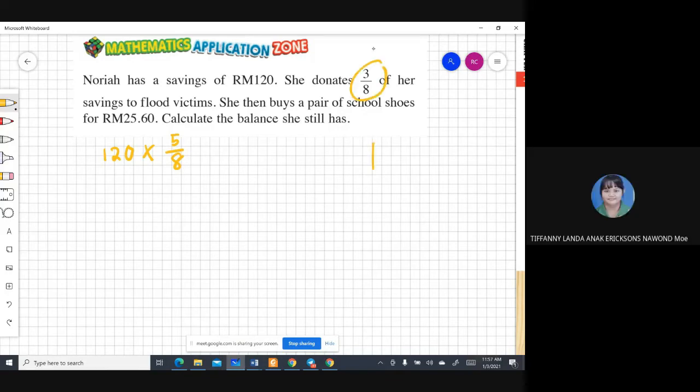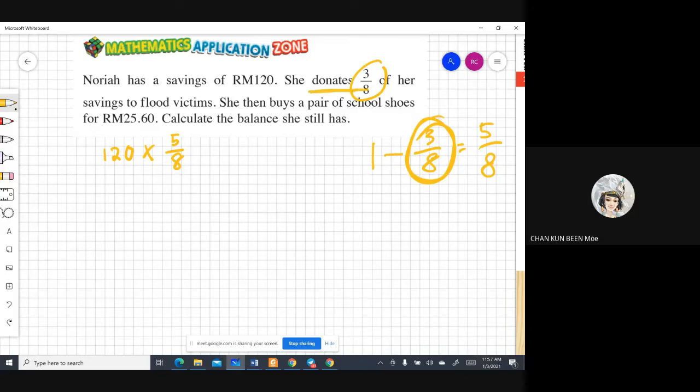1 minus 3/8 is 5/8 because she used 3/8 of the money to donate to the flood victims. So the 120 I multiply by 5/8 will be her remaining money after the donation. Then she buys school shoes for 25 ringgit 60 cent. You minus it to get the balance that she still has.